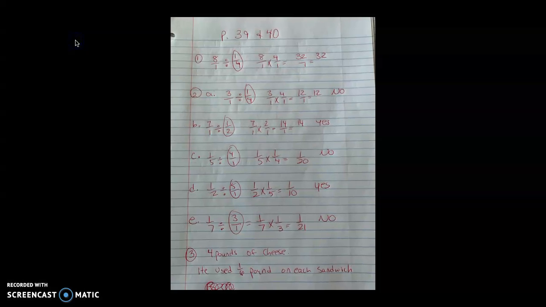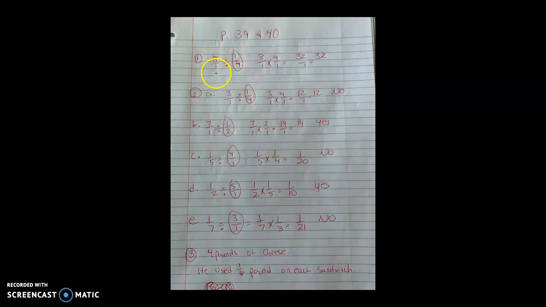Okay, question number 1. So on question number 1, you're taking 8 divided by 1/4. So 8 over 1 divided by 1/4. Circle the second fraction, flip the second fraction, change it to multiplying. So 8 over 4 times 1 over 1 gives me 32 over 1, which is equal to 32. So he would have 32 home sites.